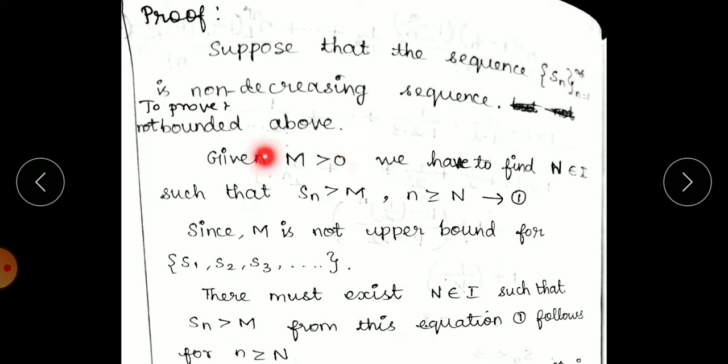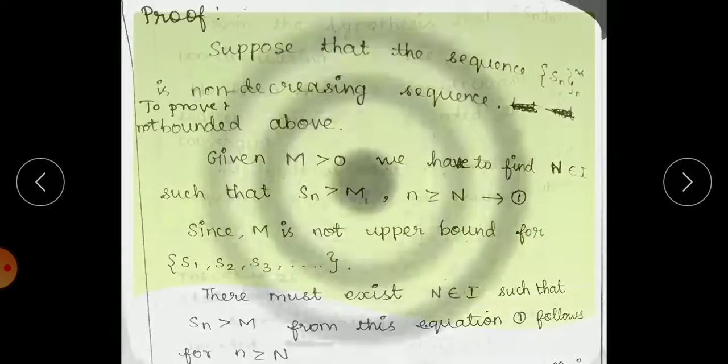So we know that by the definition, given m greater than 0 we have to find N belongs to I such that Sn is greater than m. Non-decreasing in the sense of an increasing sequence. So Sn is greater than m, where n is greater than or equal to capital N. Since m is not an upper bound, it is not bounded above, so the sequence can be written as S1, S2, S3 and so on. The sequence can be written in set format. There must exist capital N belonging to I, the positive integers, in the real numbers, such that Sn is greater than m. So from this it follows n is greater than or equal to N.